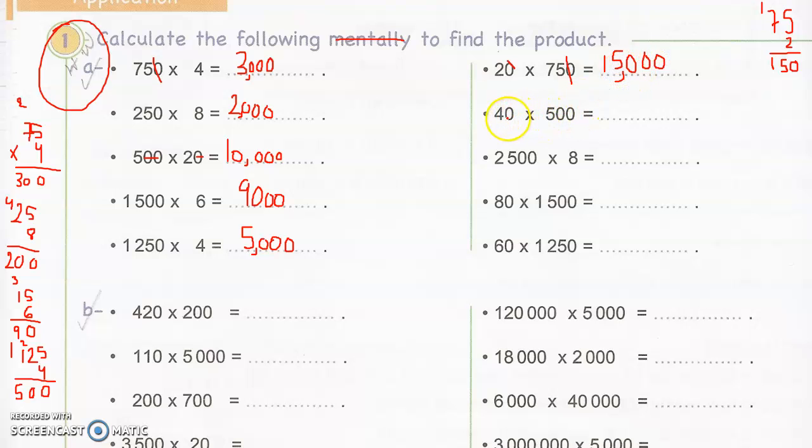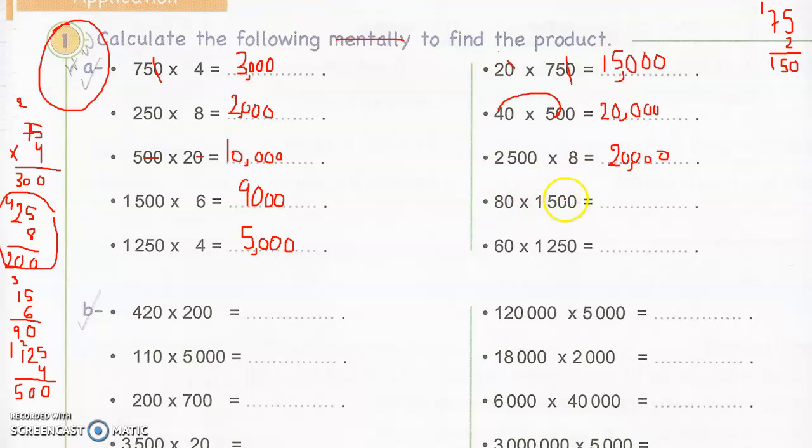Here we can do it mentally. 4 times 5, it's 20. How many zeros in both sides? 1, 2, 3 zeros. Okay. Now skip the zeros. 25 times 8. We did it here before. 25 times 8. It's how much? 200. So we will write 200. With how many zeros do we have? 2 zeros. So the answer will be 20,000.